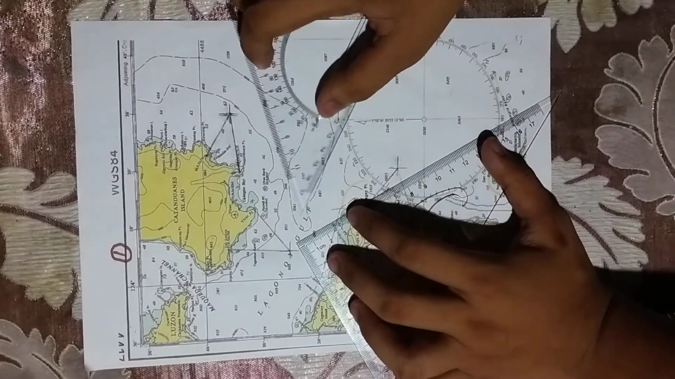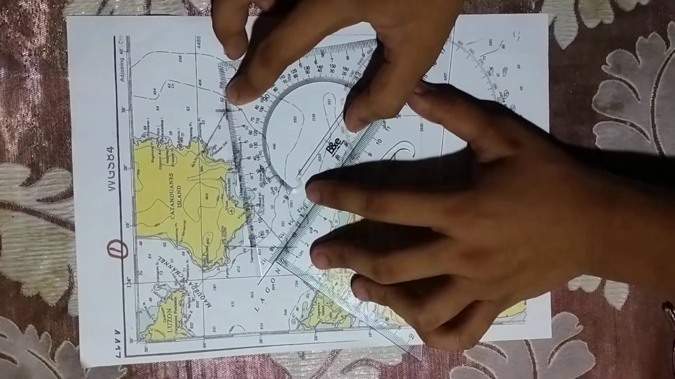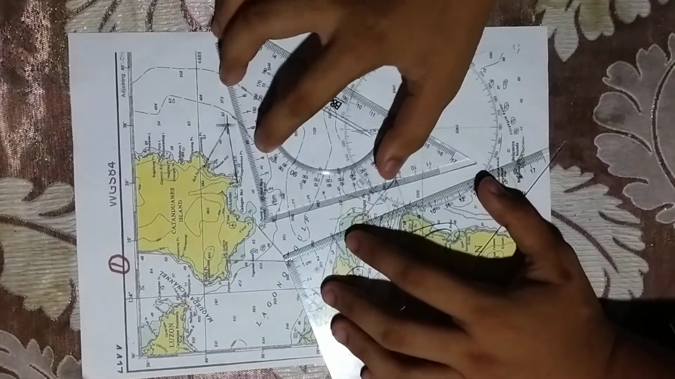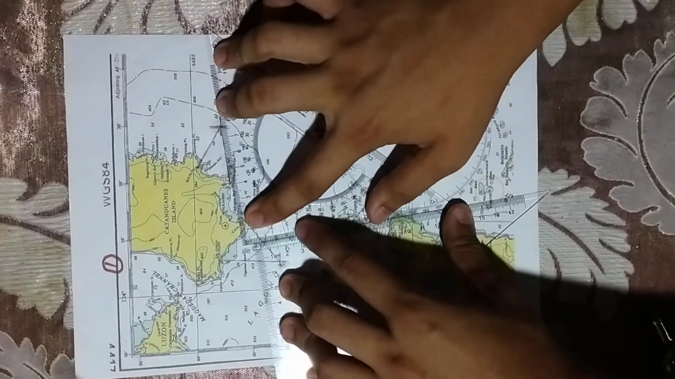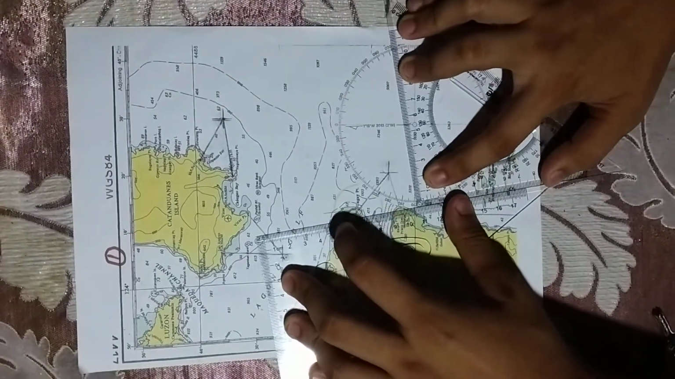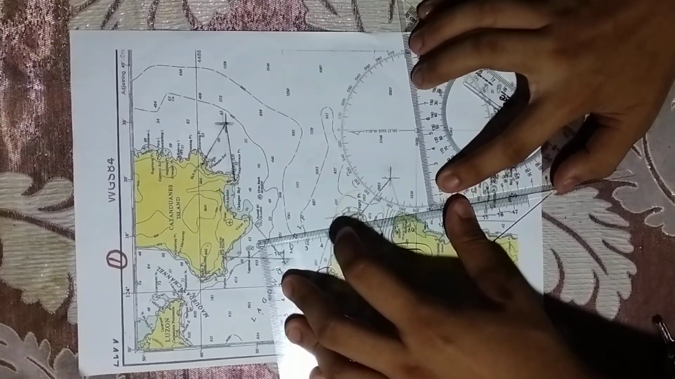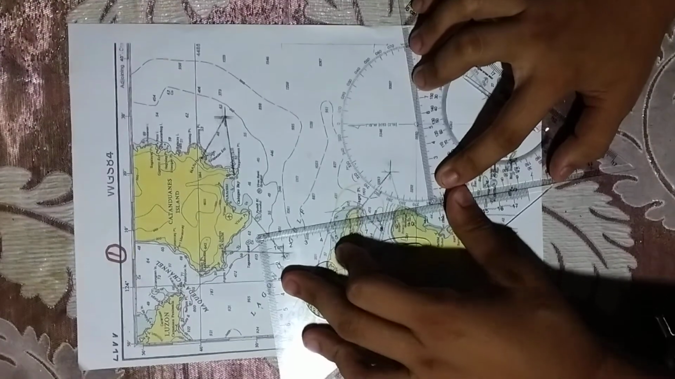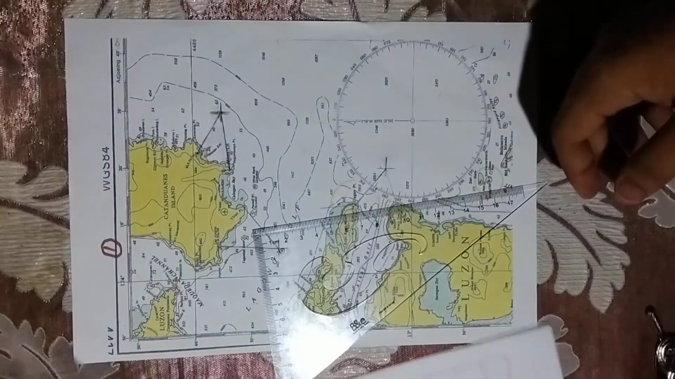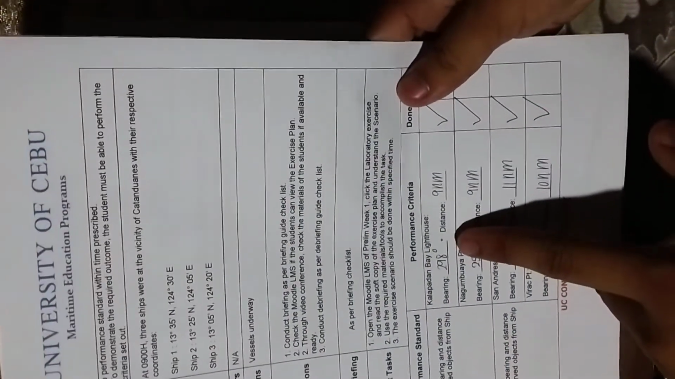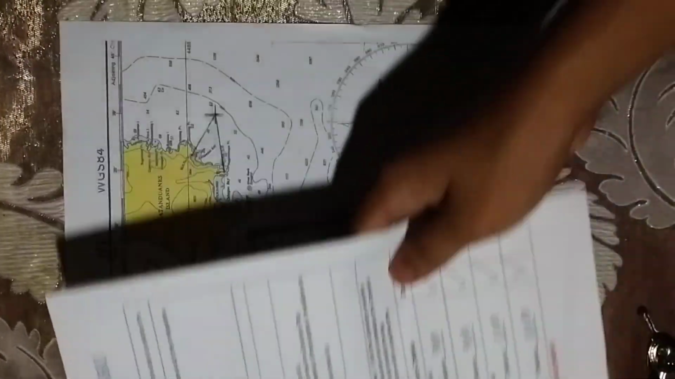I'm gonna get my Nagumbuaya point. So I'm gonna put it here. Then I'm gonna drag it down in a compass rose. So my second bearing is at 259 degrees. As you can see in the performance criteria, my first bearing is at 298 degrees and my second bearing is 259 degrees.